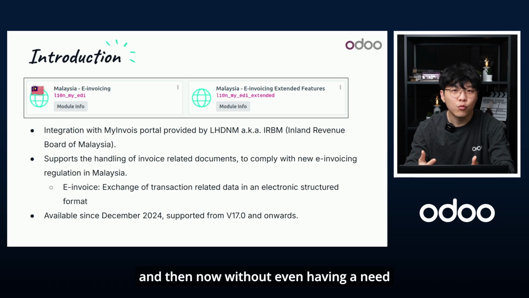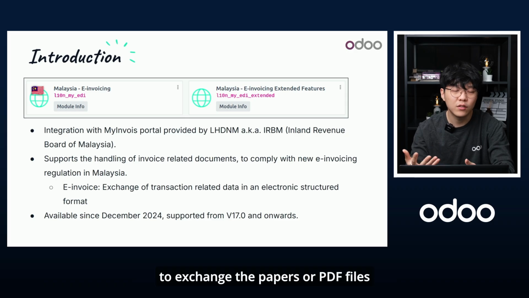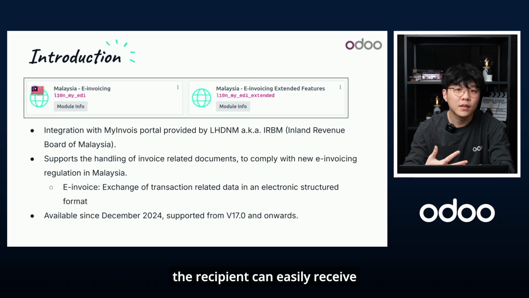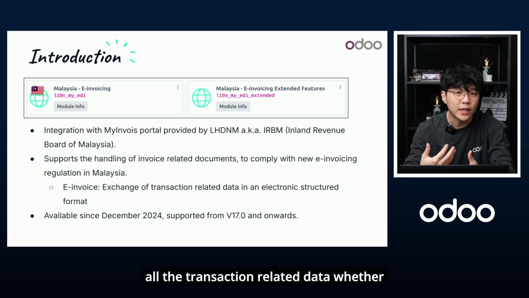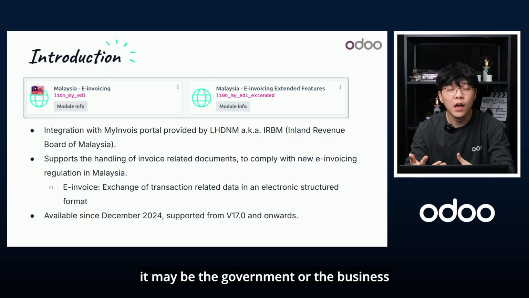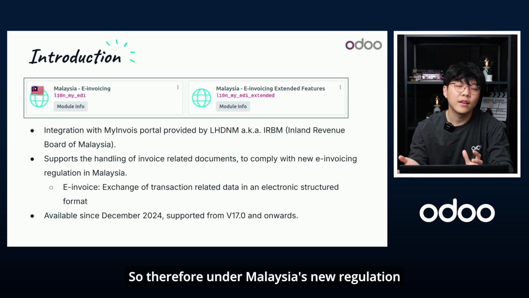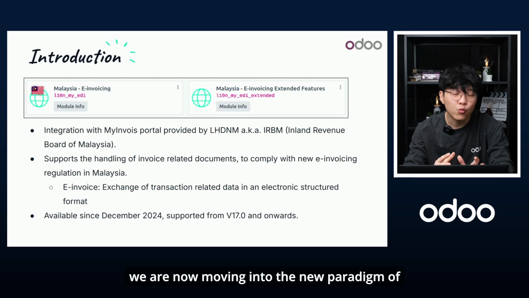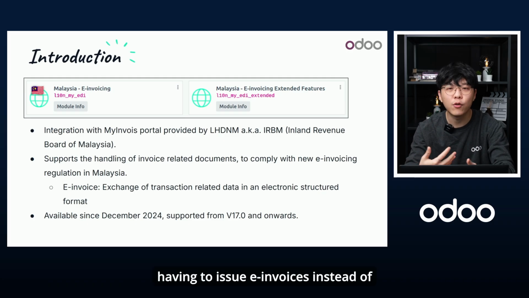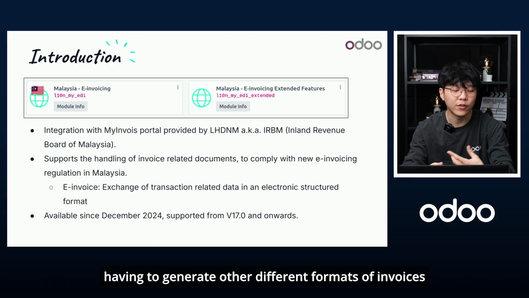And now, without even having a need to exchange papers or PDF files, the recipient can easily receive all the transaction-related data, whether it may be the government or the business that you're sending it to. So under Malaysia's new regulation, we are now moving into the new paradigm of having to issue e-invoices instead of generating other different formats of invoices.